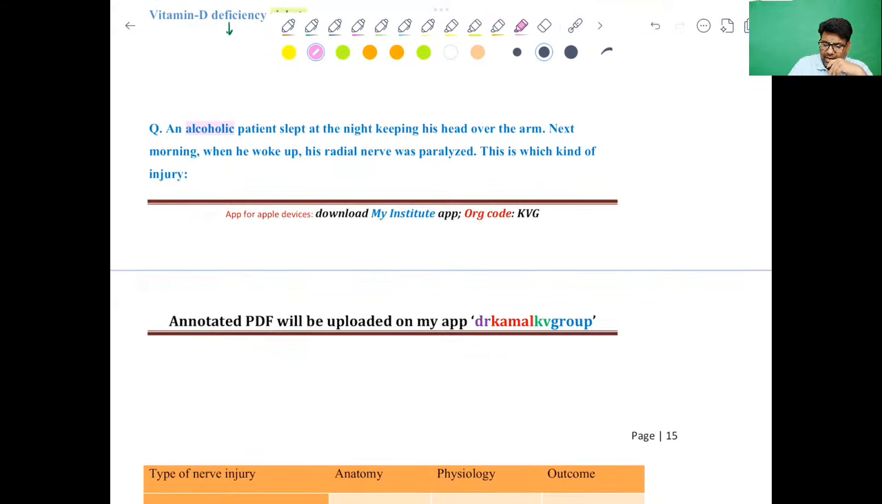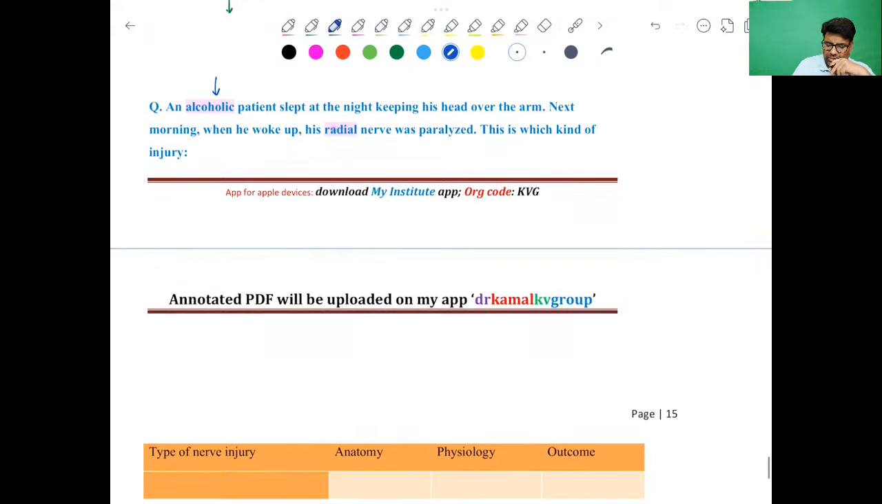An alcoholic patient slept keeping his head over the arm, and next morning when he woke up, he found that his radial nerve was paralyzed. Now what is this? Yes, absolutely right. This is Saturday night palsy. So whenever somebody either keeps his head over the arm, or if a highly intoxicated fellow sleeps on a chair with the arm resting against the armrest, again there can be compression of the radial nerve, and the fellow will develop nerve palsy, which is actually neuropraxia. Right, so this is actually neuropraxia.